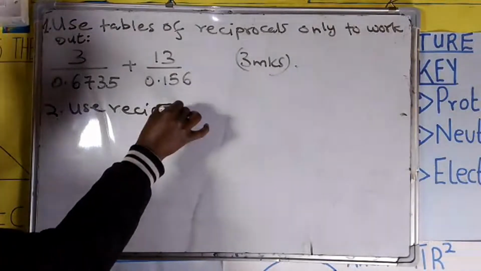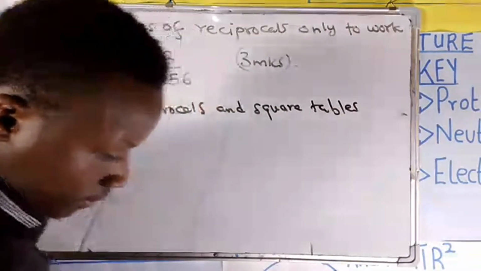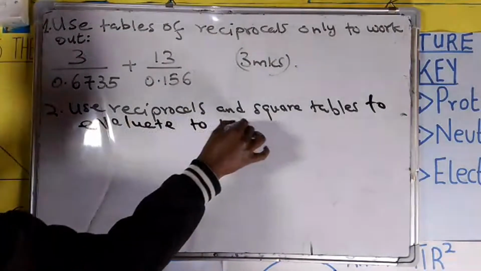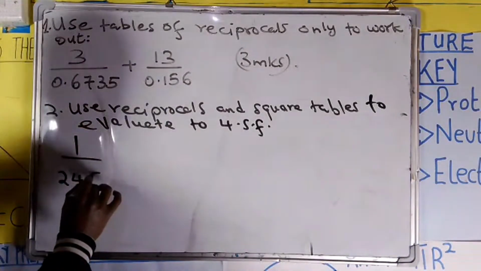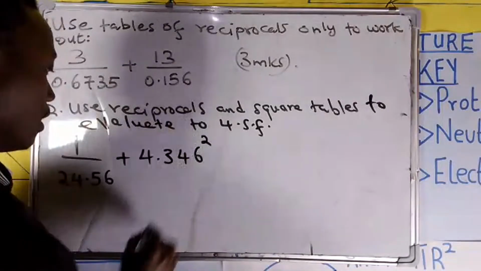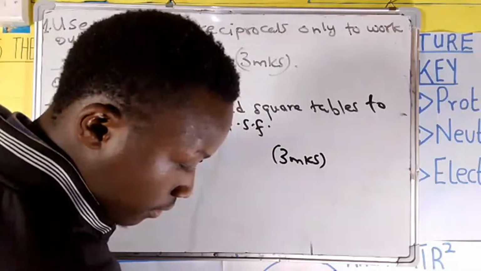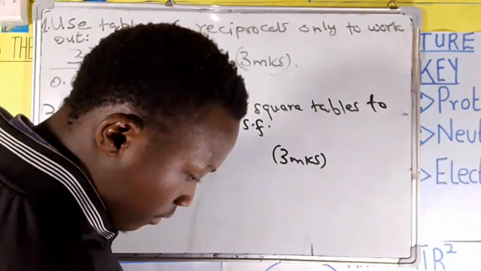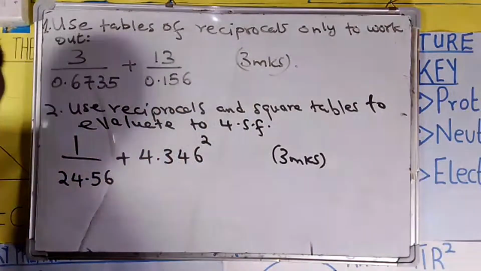Use reciprocal and square tables to evaluate, to four significant figures, one over 24.56 plus 4.346 squared. So do those two questions.